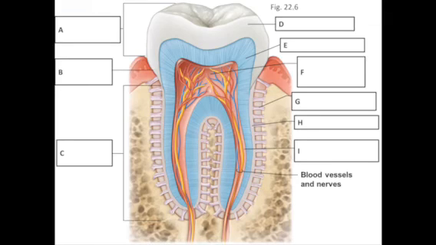Okay, so again, you can use your book, Figure 22.6, to label these structures that I have here, and make sure you're prepared to label those.